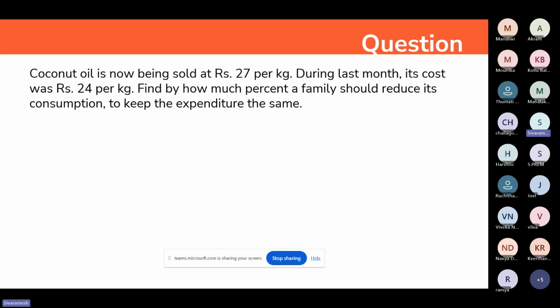Coconut oil is now being sold at 27 rupees per kg. During last month, its cost was 24 rupees per kg. By what percentage should a family reduce its consumption to keep the expenditure the same?